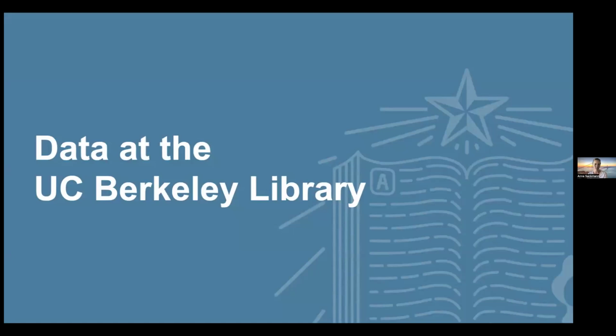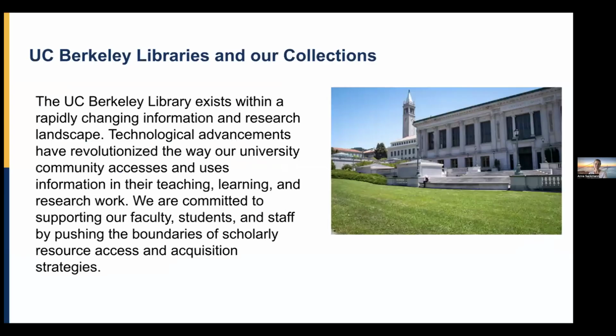So, data at the UC Berkeley Library. To kick things off, I want to talk about the UC Berkeley libraries and our collections. We have 25 physical locations, and I want my library colleagues to please correct me in the chat if I'm misstating any of this. But I thought it would be nice to start out with one of our collection statements.